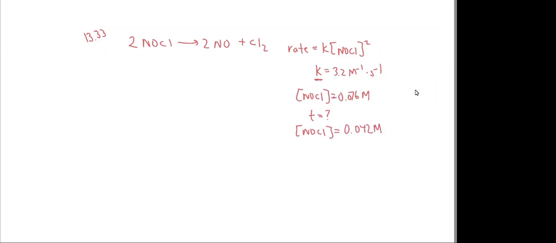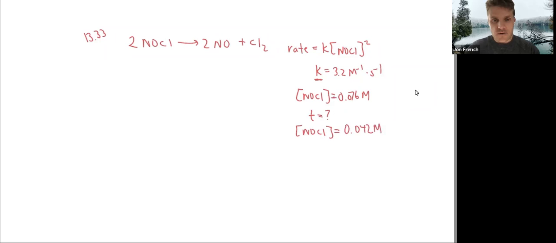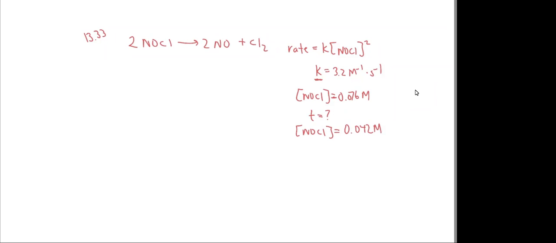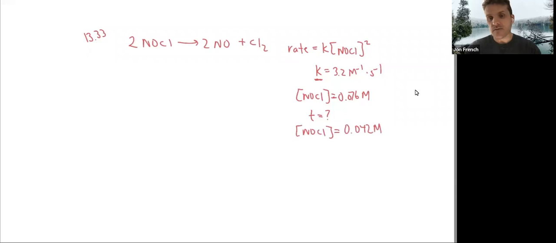How did you know it was second order? I knew it was second order because in question 33, they said the nitrosyl chloride has a rate law that is second order with respect to the nitrosyl chloride. And they gave us the rate constant. Inverse molar, inverse seconds are the units on the rate constant for a second order reaction. So both of those things combined tell us it's a second order reaction.